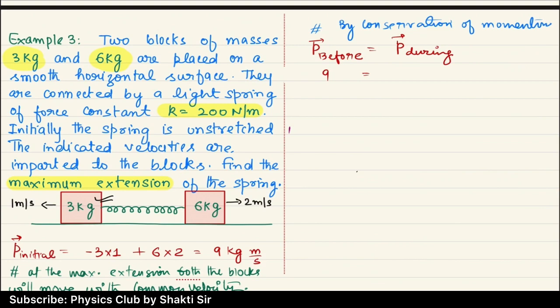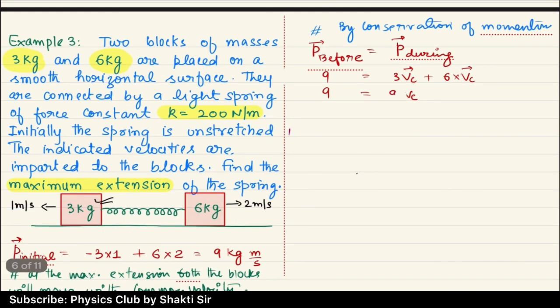Okay, so what you will get, 9 plus 3, sorry, this is a silly mistake, this is 9 Vc. So 9 cancels, so you will get Vc equal to 1, that is 1 meter per second. So the common velocity at the maximum extension is 1 meter per second.